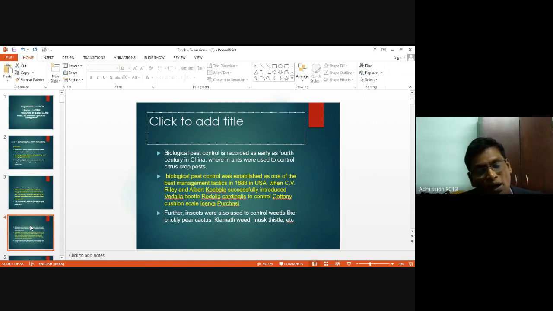So along with controlling the pest, they also used insects to control these weeds, because the insects will eat those weeds and minimize their growth, which helps the growth of the product or the crop that we decide to grow.